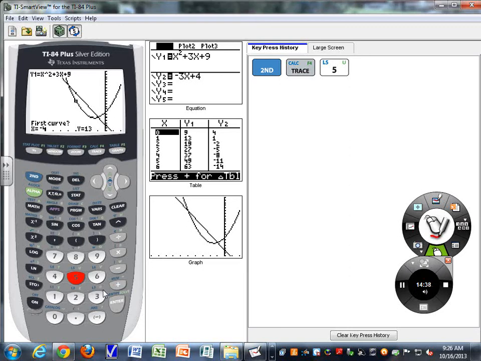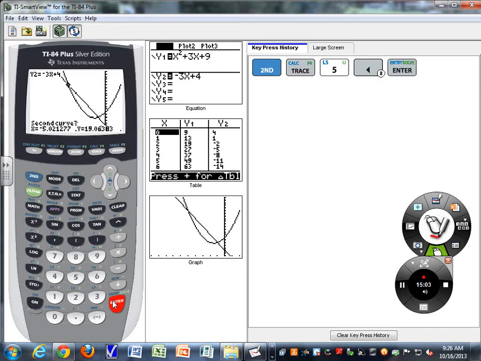I'm not going to push up and down, because that's going to switch me, and I don't want to switch right now. So I just need to push left and right to travel along the parabola until I get as close as possible to the intersection point I want to calculate. I'm going to calculate this higher one first. So I'm traveling to the left to get as close as possible to where I think the intersection occurs, and I press enter.